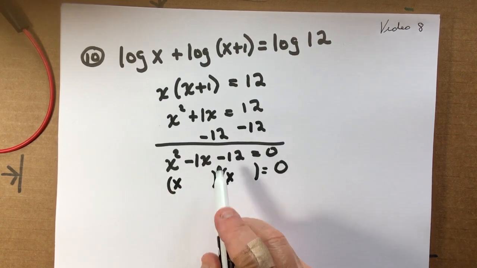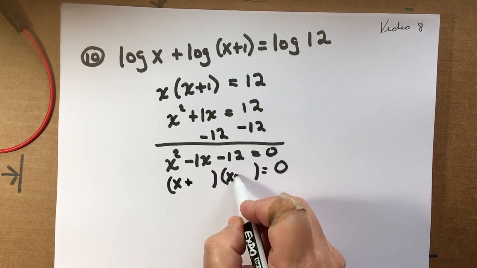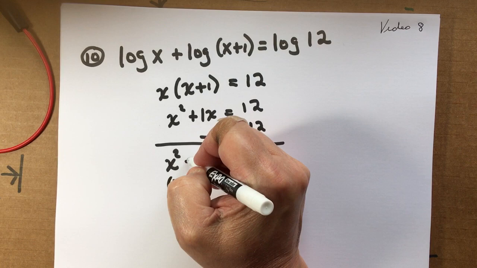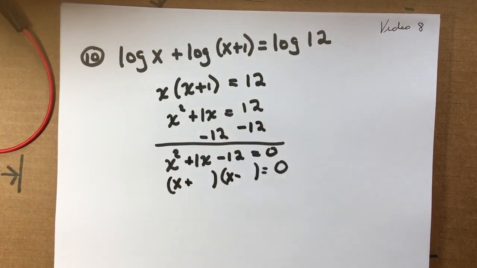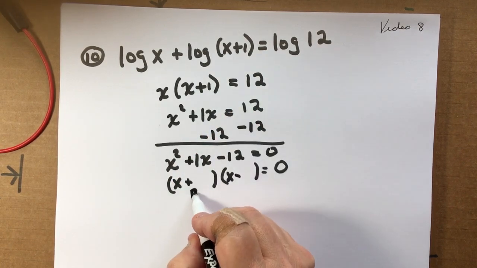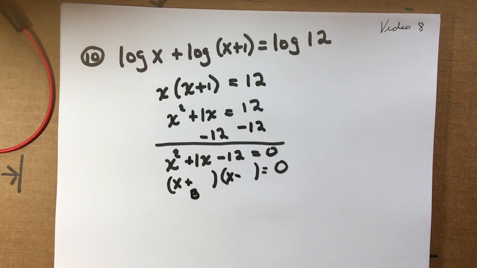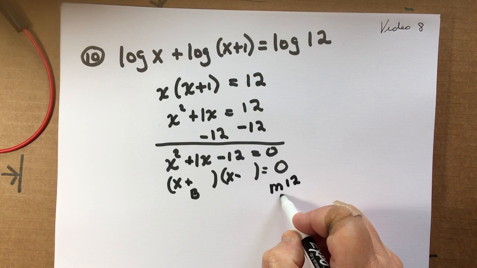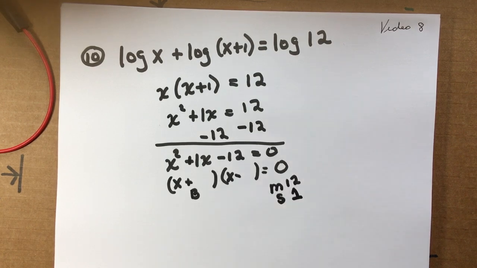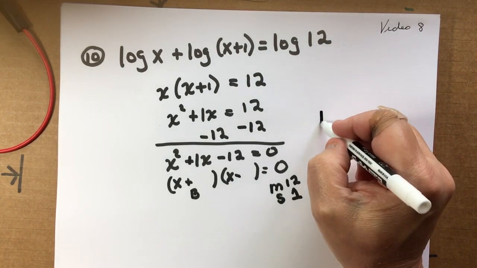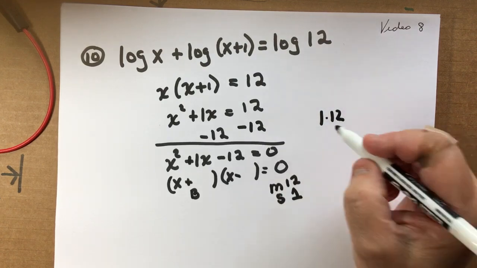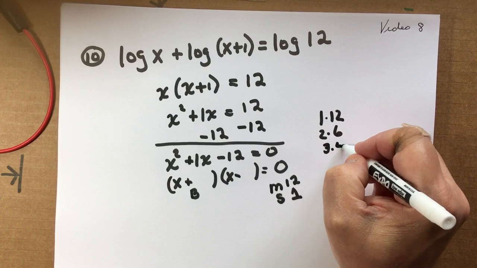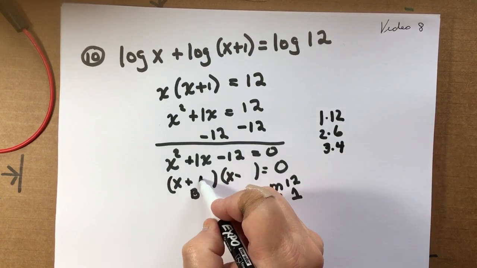If the last sign is negative, the signs are different. If the middle sign is, I'm sorry, I made a mistake there. That's a plus. If the middle sign is positive, that means when you pick your two numbers, the bigger one is positive. I need two numbers that multiply to 12, but when you subtract, you get 1. Numbers that multiply to 12 are 1 times 12, but they don't subtract to 1. 2 times 6, but they don't subtract to 1. 3 times 4. There you go. The bigger one goes here.